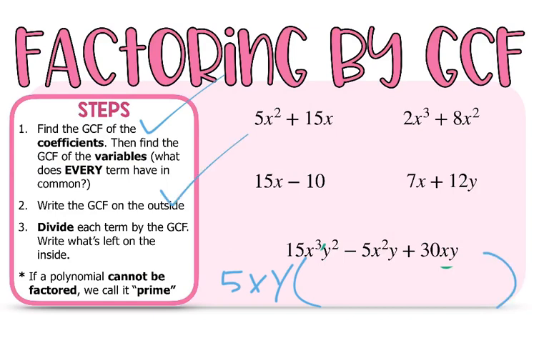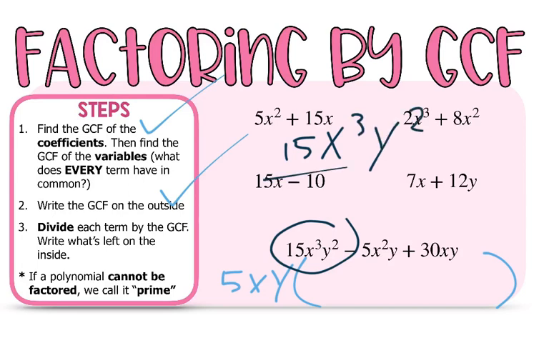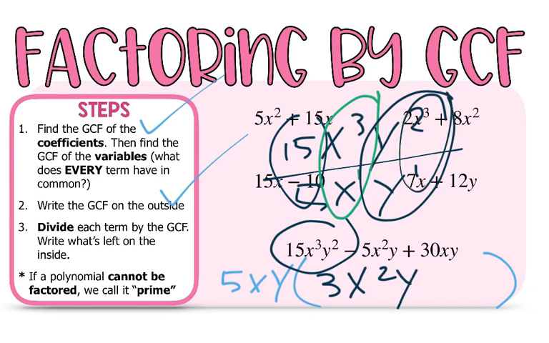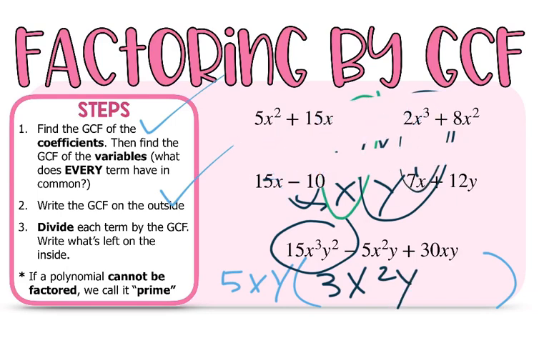Step 2 is done. So now let's do step 3, where I take the GCF and divide it by each term. So let's do the first term. What is 15x cubed y squared divided by 5xy? Well, 15 divided by 5 is 3. x cubed divided by x, remember subtract the exponents. This technically has an exponent of 1. 3 minus 1 is 2, so that'd be x squared. And y squared divided by y, remember, exponent of 1, subtract the exponents, would just be y. Okay, let's do the next one.